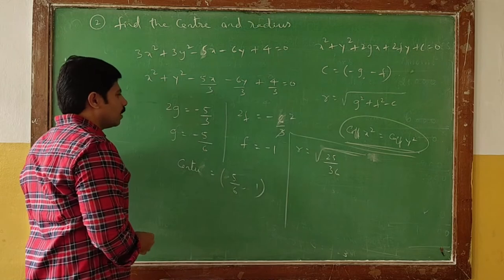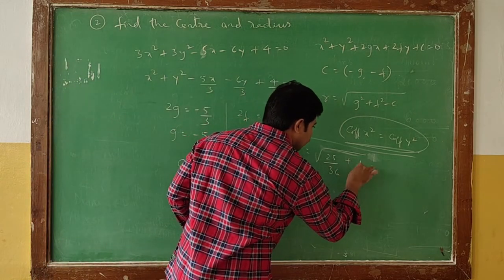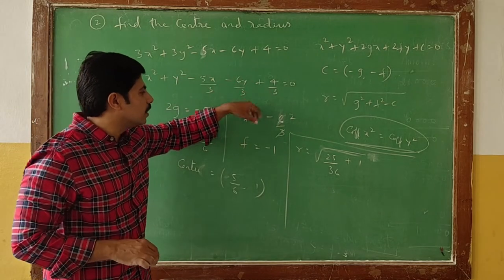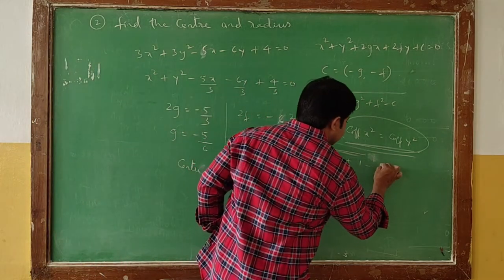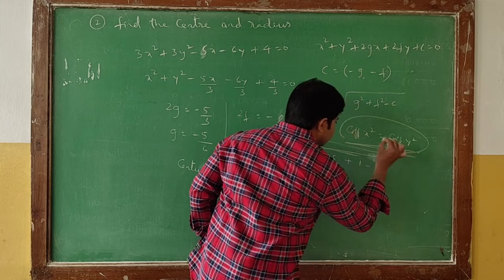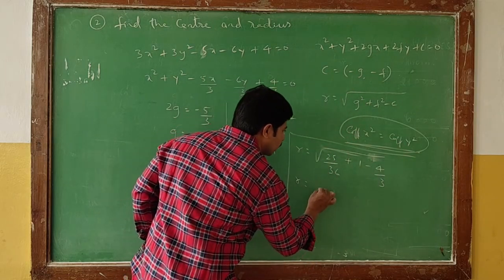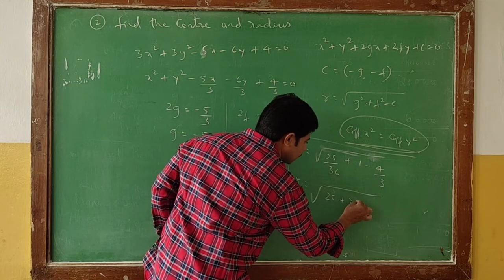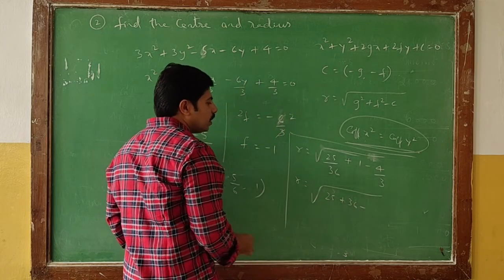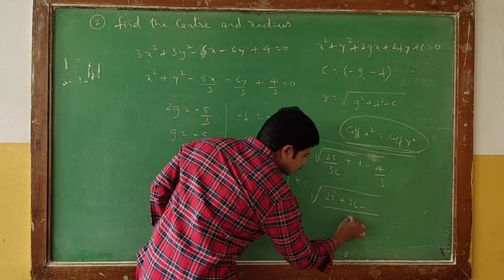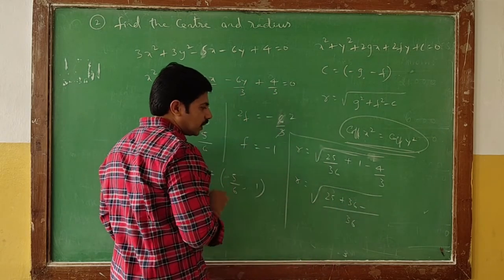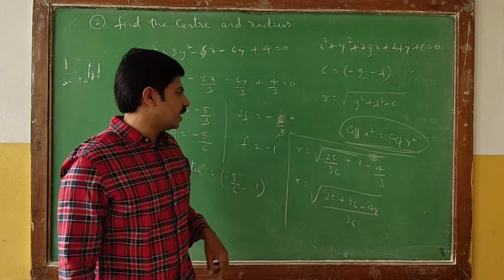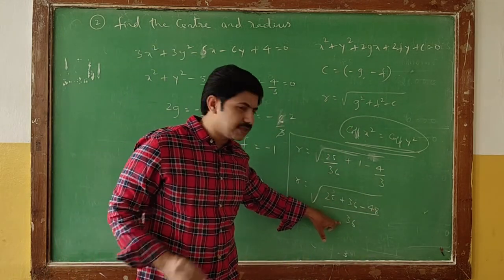25 by 36, g square plus f square minus c. So what is the c value from the equation? 4 by 3. So minus c means it is minus 4 by 3. So r is equal to under root of 25, I am taking LCM, plus 36 minus 3 goes how many times in 36? 3 goes 12 times, 12 fours are 48. See, 36 is the LCM. 36 goes in 36 one time.